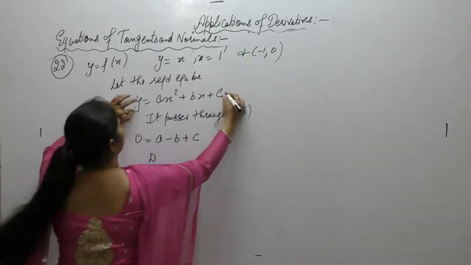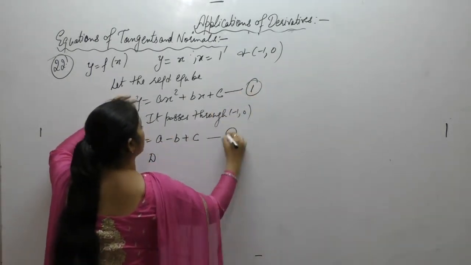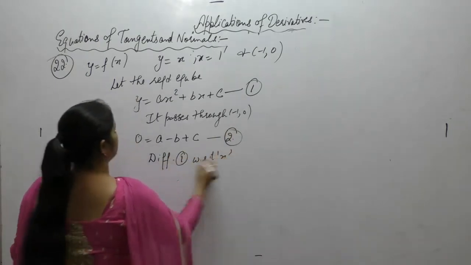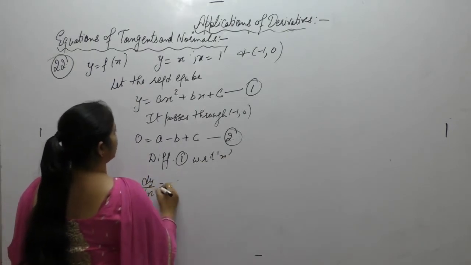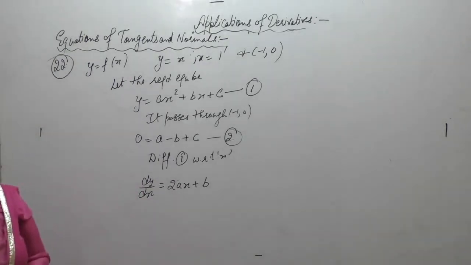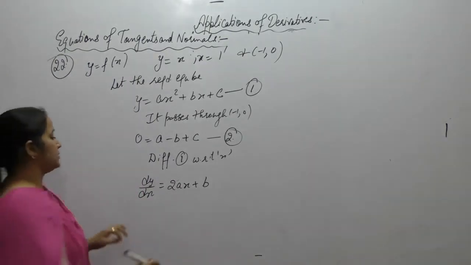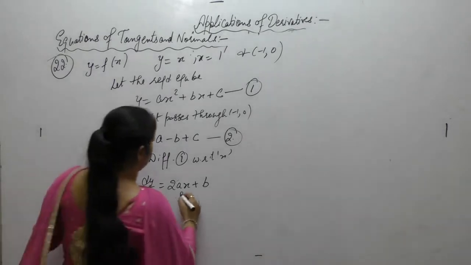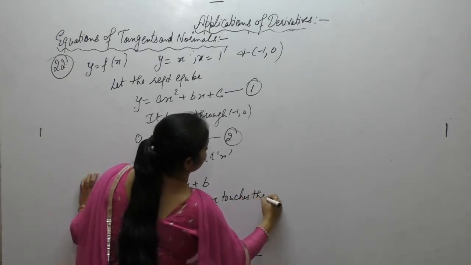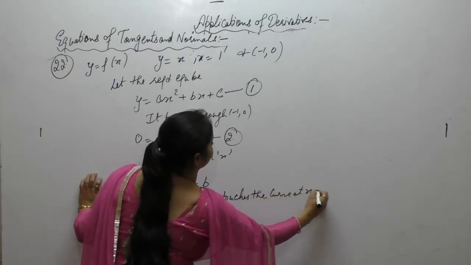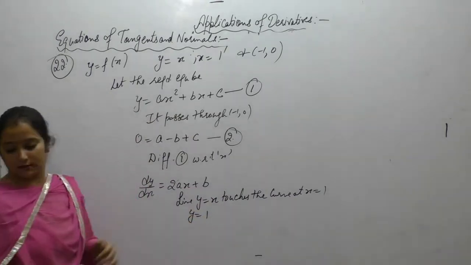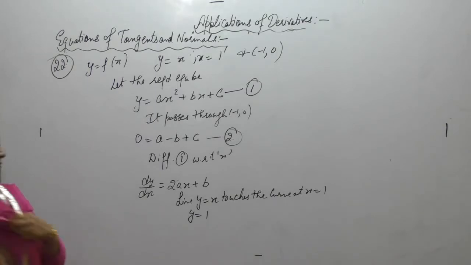Now differentiate, let this equation as 1, this as 2. Differentiate 1 with respect to x. dy upon dx is 2ax plus b. Clear? Now since the line y is equals to x touches the curve at x is equals to 1. When x is equals to 1, then y is also 1.